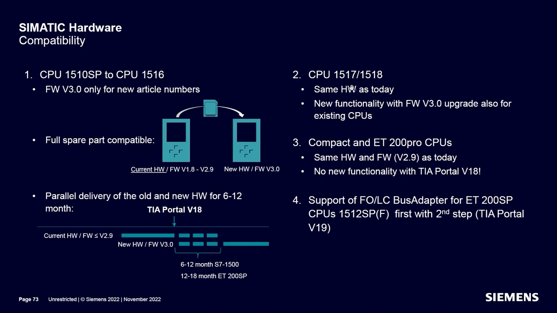The 1517 and 1518 hardware did not really change. That was already a dual core type of setup. But there are some additional features with that firmware 3.0, and so you need to move to the version 18 software to utilize those upgrades in the hardware across the board. Whether it's the memory or the speeds and all that, you really need to be in version 18 to fully utilize those changes.